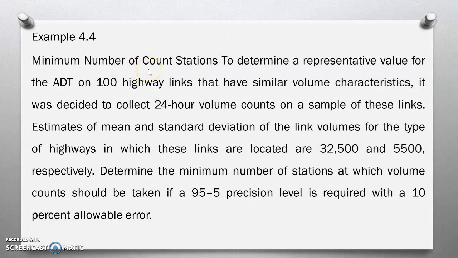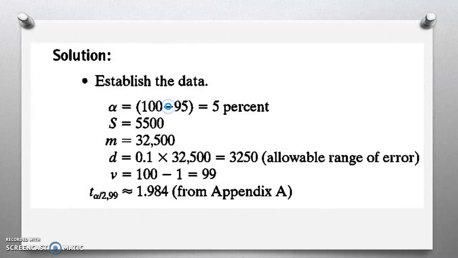Minimum number of count stations to determine a representative value for ADT on 100 highway links that have similar volume characteristics. It was decided to collect 24-hour volume counts on a sample of these links. Estimate the mean and standard deviation of the link volumes for the type of highways in which these links are located are 32,500 and 5,500 respectively. Determine the minimum number of stations at which volume counts should be taken if a 95 minus 5 precision level is required with a 10% allowable error.